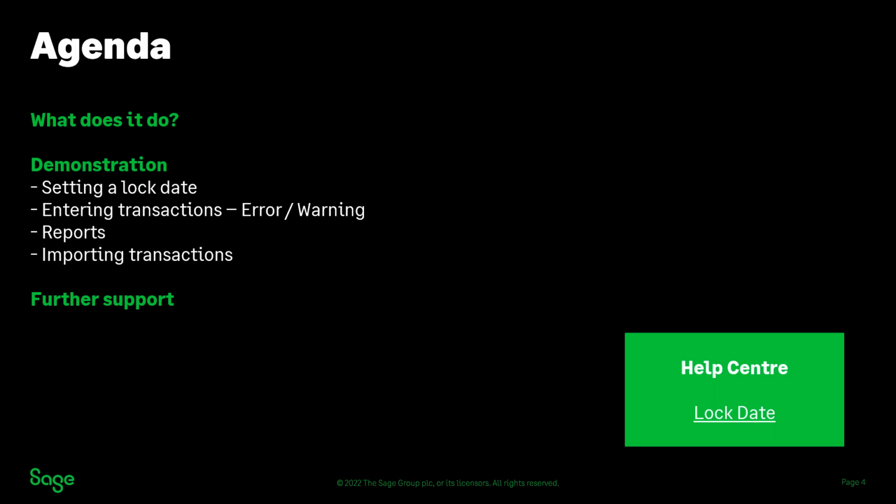A lot of it has to do with the user's permissions, whether they get an error or a warning if they're trying to backdate a transaction. I'm going to cover both scenarios. We'll then look at reports that you may have available to you, including the transactions list, and also, keeping in the theme of entering transactions, what happens if you try to import transactions that have dates prior to the lock date that you specify. I'm going to show you an example of that one as well.